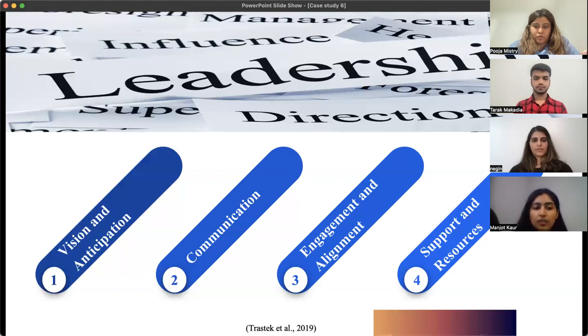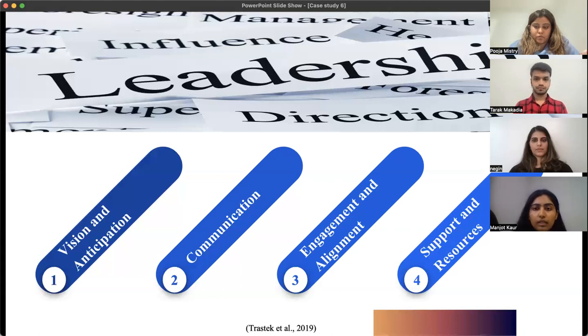Last is support and resources. In order to promote change, leaders must offer the necessary help and materials. Budget distribution, ensuring sufficient staffing and training, and removing roadblocks to growth can all be part of this.